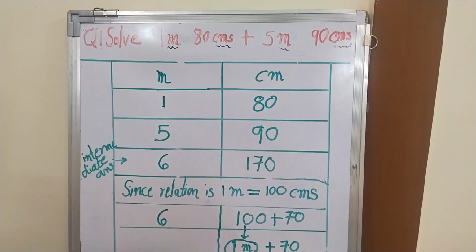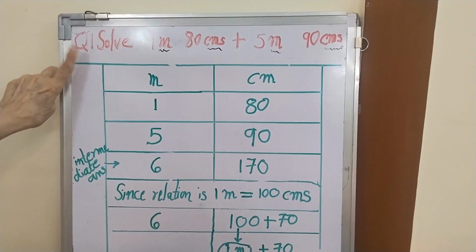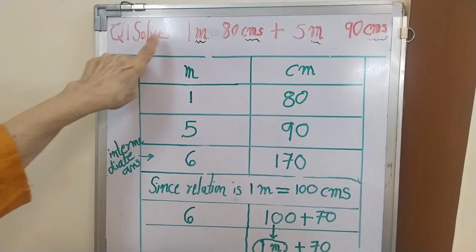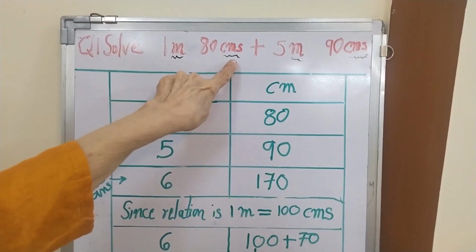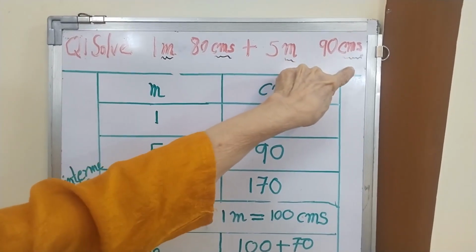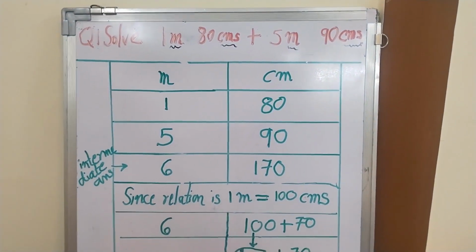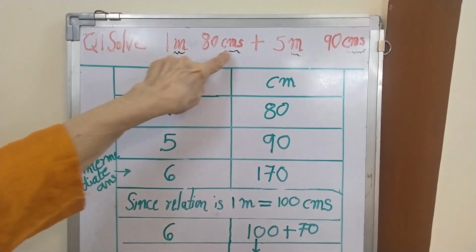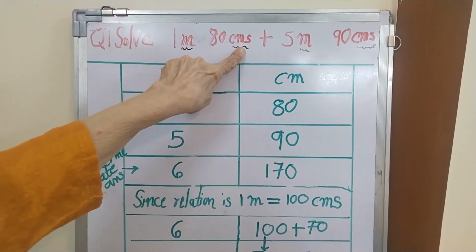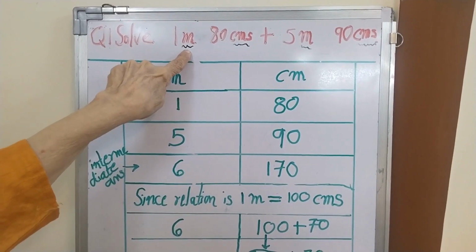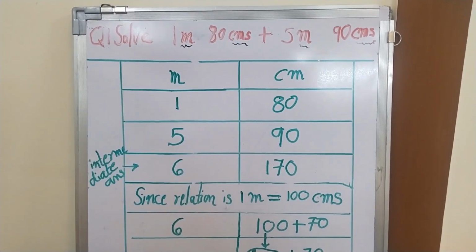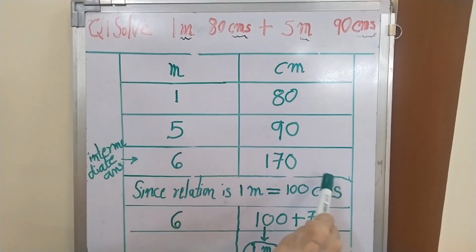Ready, Betty? Let us solve today question 1, which is in addition. Solve 1 meter 80 centimeters plus 5 meters 90 centimeters. Here we have got two different categories, but for the same purpose, that is for measuring distances, meter and centimeters. So first of all, let us make this table.